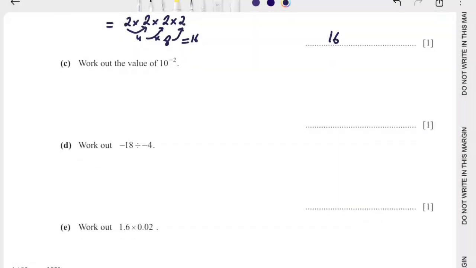C part, work out the value of 10 raised to the power minus 2. So first of all, make the power positive by shifting it. It will be 1 over 10 raised to the power 2, and furthermore 10 into 10. So final answer would be 1 by 100.